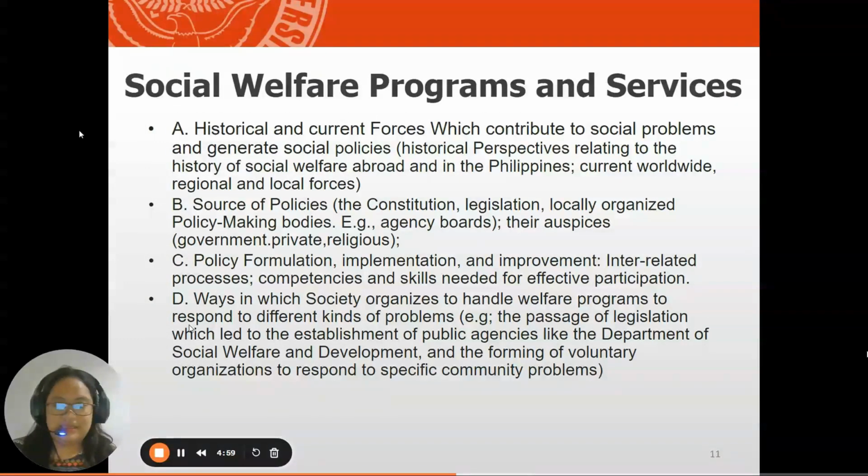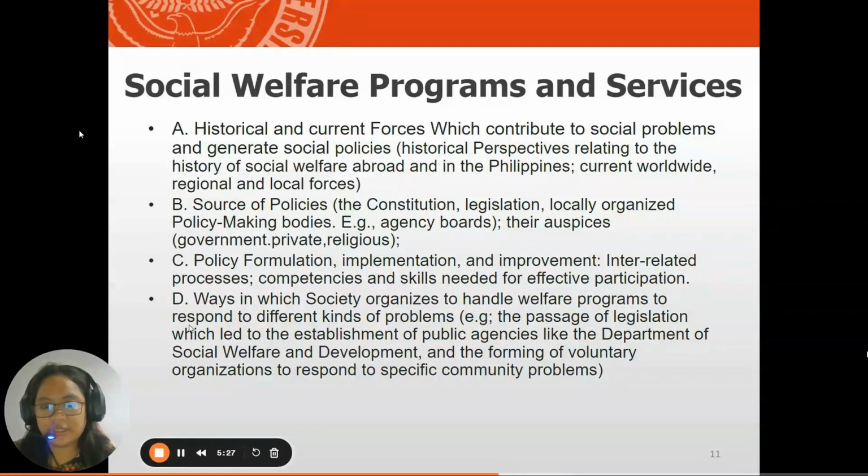So, next is the social welfare programs and services. Historical and current forces contributing to social problems and generating social policies. Historical perspective on the history of social welfare abroad and in the Philippines. Current global, regional, and local forces.